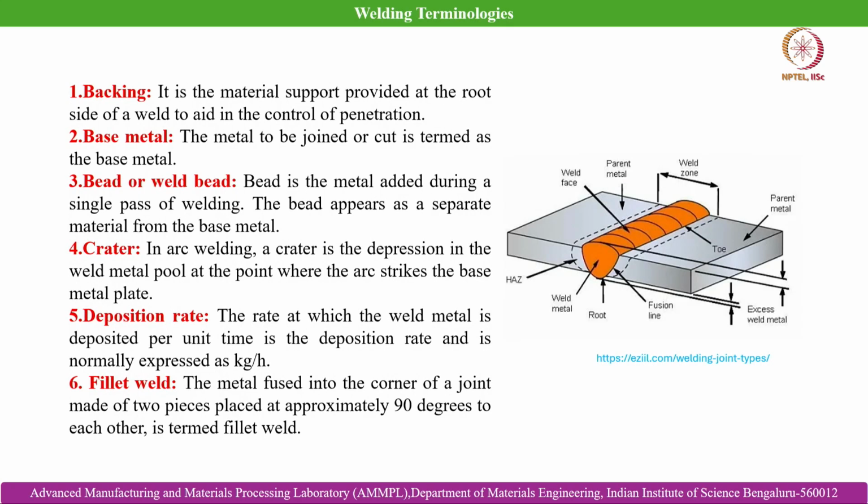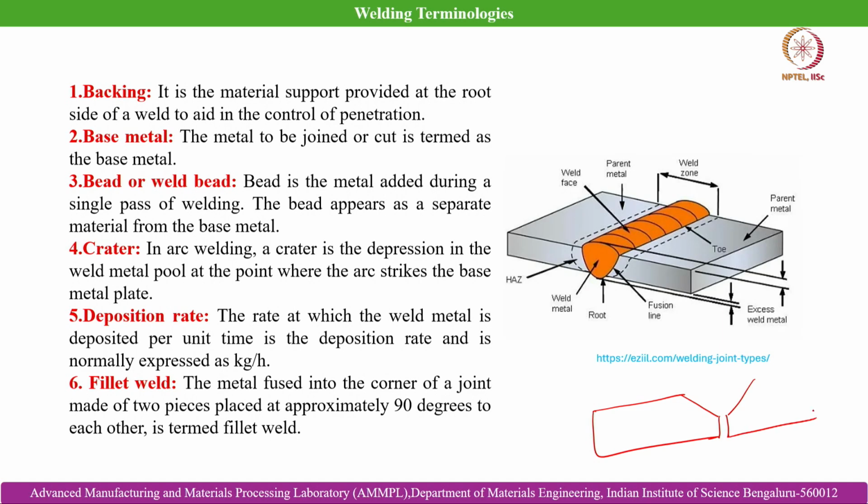Okay. So, now we will discuss the welding terminologies, the different sections of the welded geometry. So, number 1 is backing. It is the material support provided at the root side of a weld to aid in the control of penetration. So, again if I draw a typical example of a butt weld.